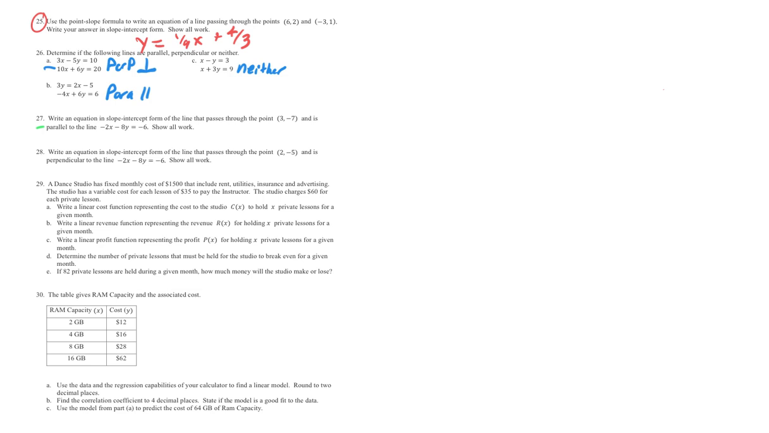Write an equation in slope-intercept form of a line that passes through the point (3, -7) and is parallel to the line -2x minus 8y equals -6. The first thing is to know what the slope of the line is that we're trying to make it parallel to. So we'll put that in slope-intercept form. Add 2x to both sides, and then divide both sides by -8.